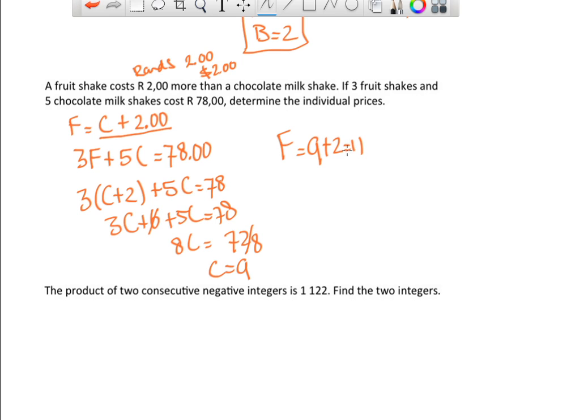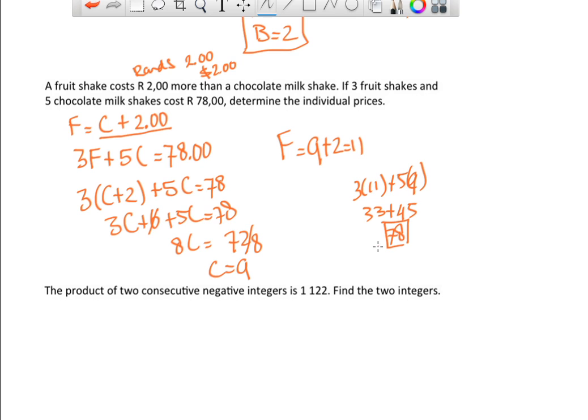Does it make sense? Well, 11 is more, so the fruit shake does cost more than the chocolate shake, so that makes sense. And you could just multiply it out. You could say 3 times 11 plus 5 times 9, so that's 33 plus 45, so that did work. I did get 78.